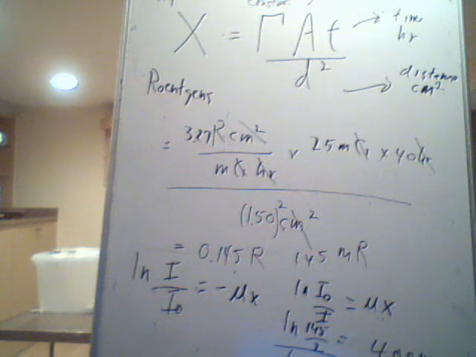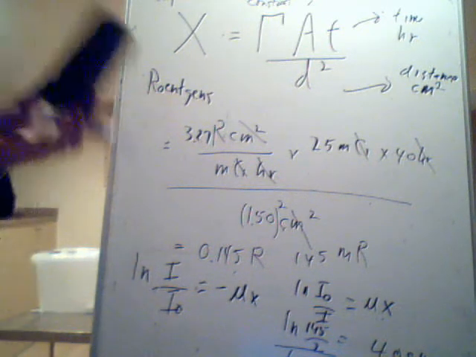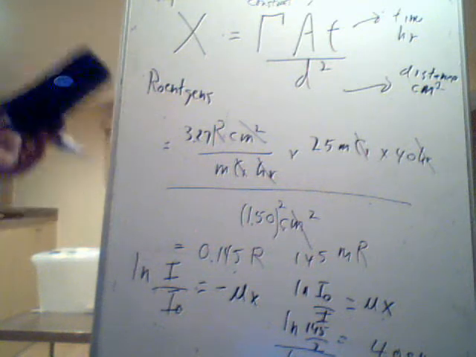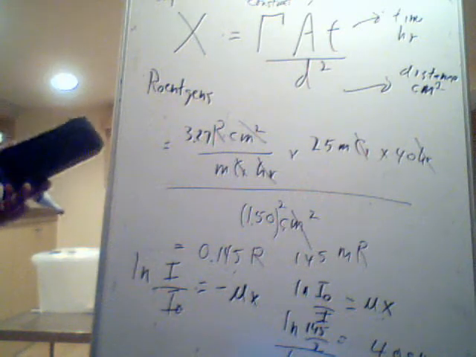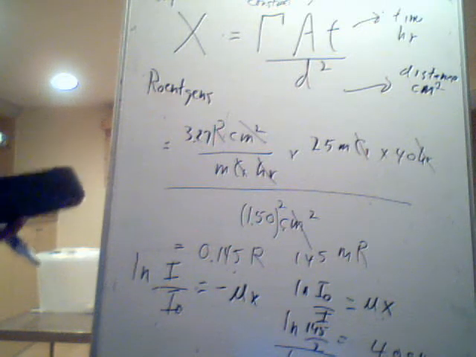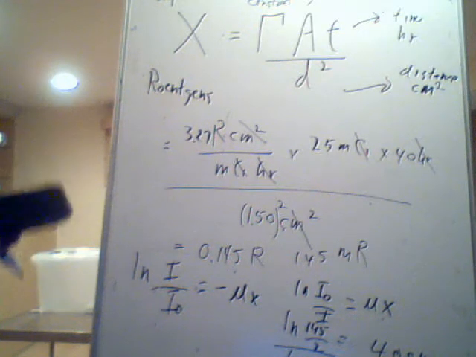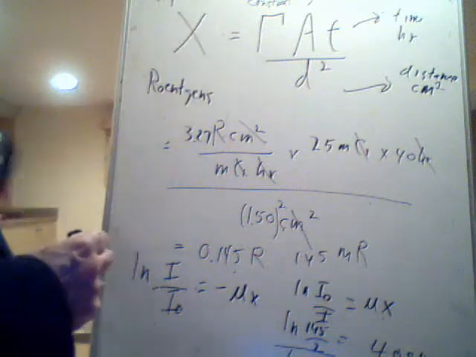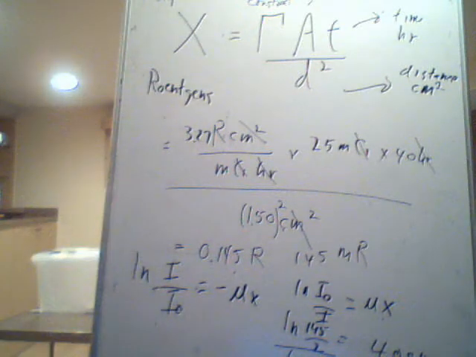So we could use that to find that this would be equal to 1.8 tenth value layers. In the previous example, 4.0 centimeters divided by the 0.65 centimeter half value layer gave us 6.2 half value layers. So we can use this equation to determine all of those kinds of things.